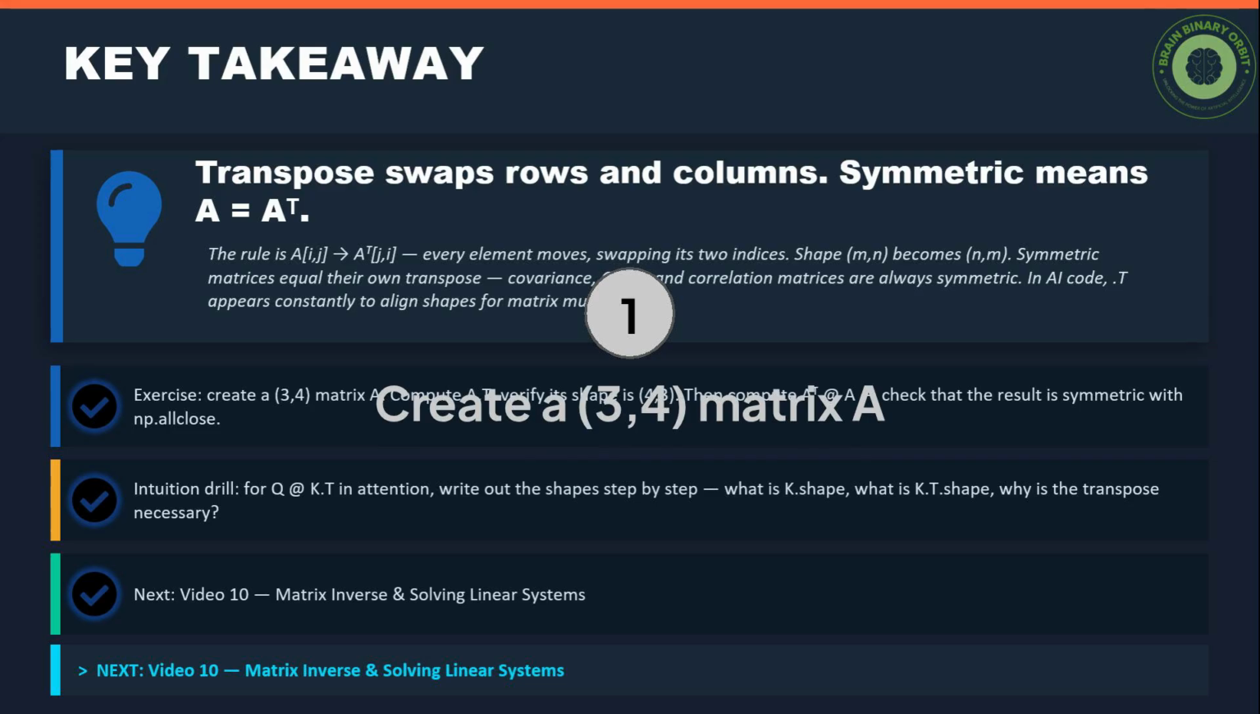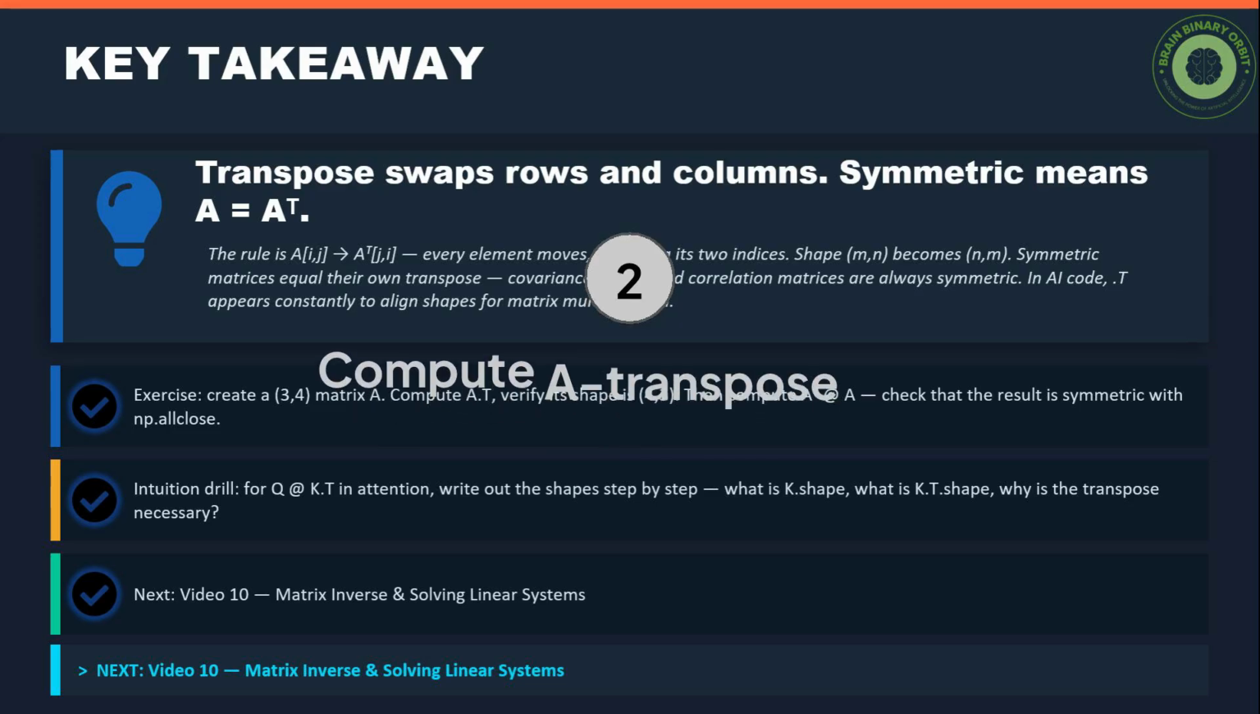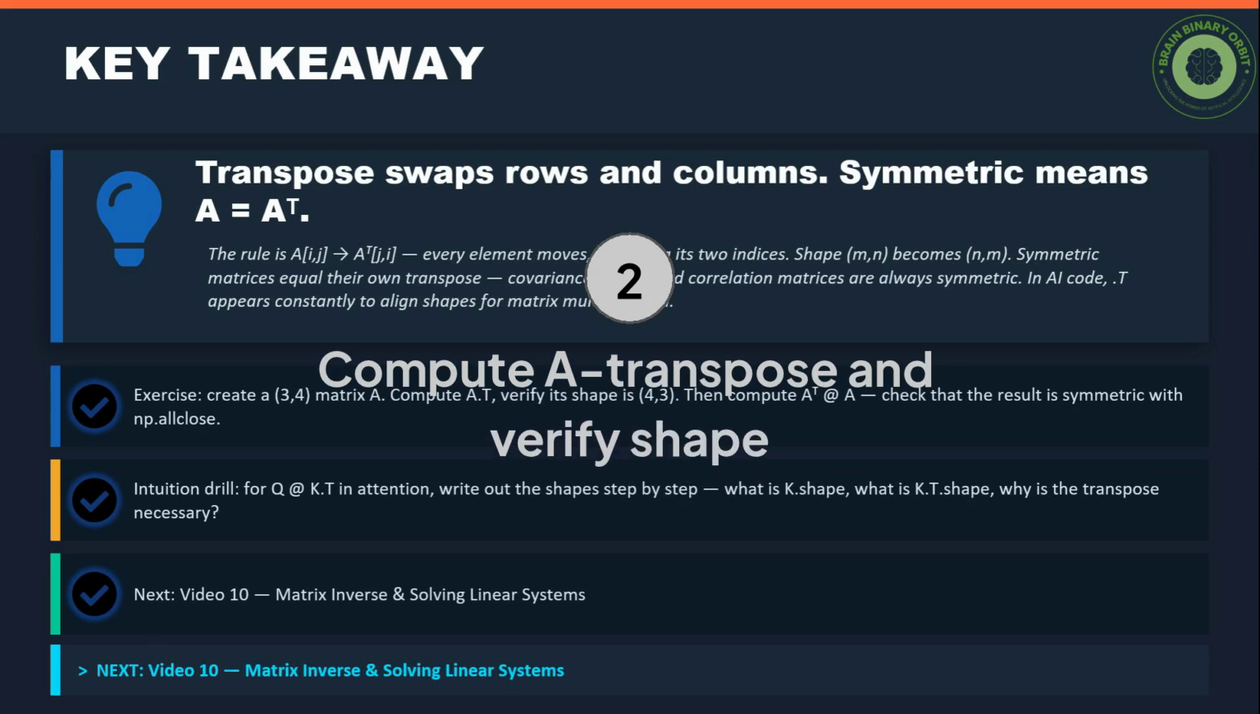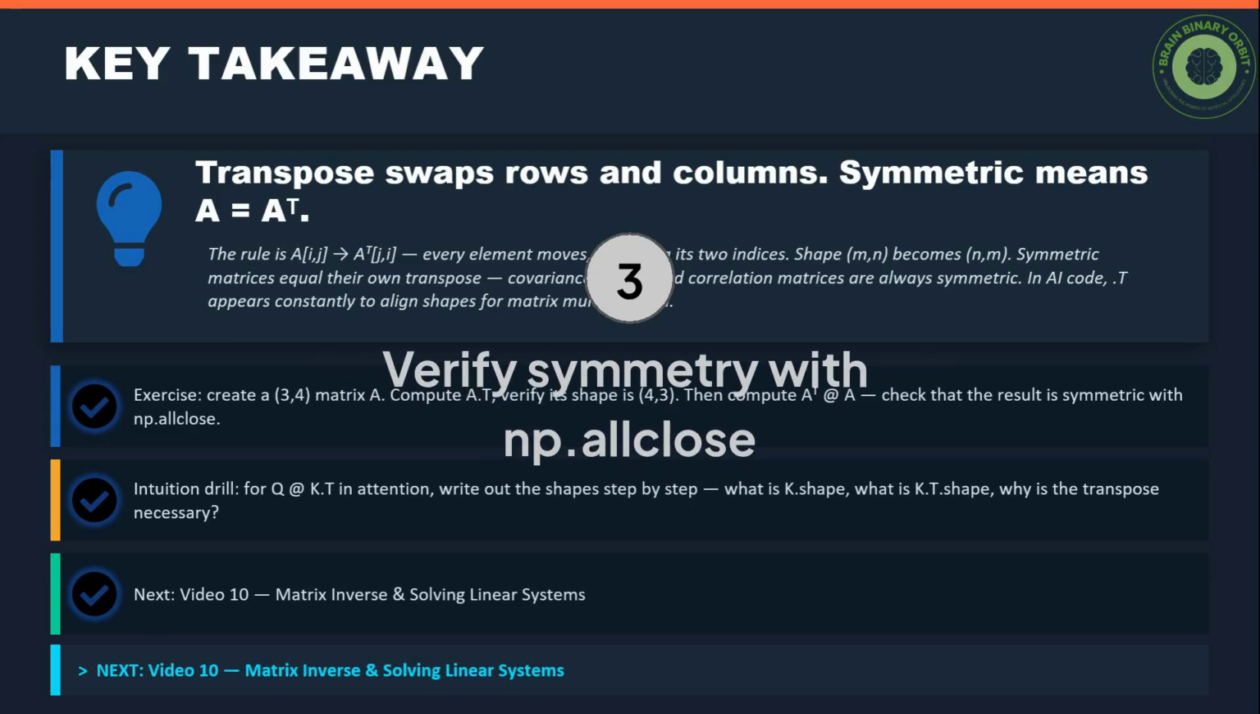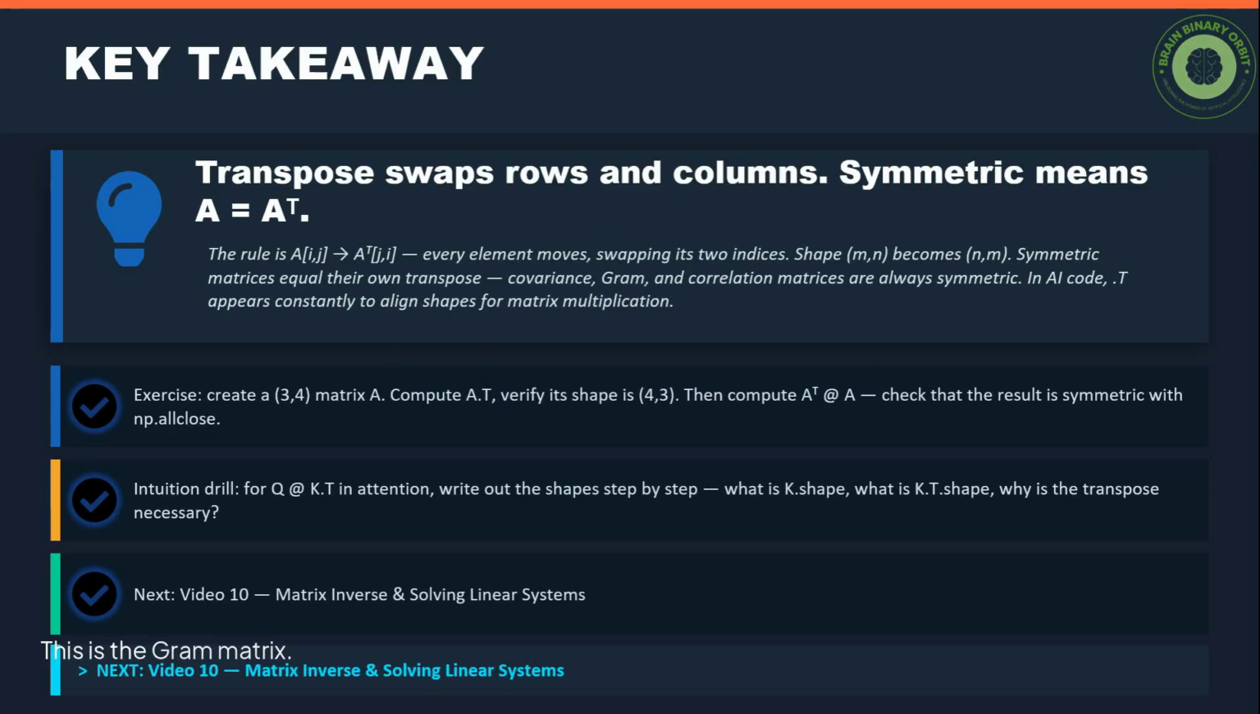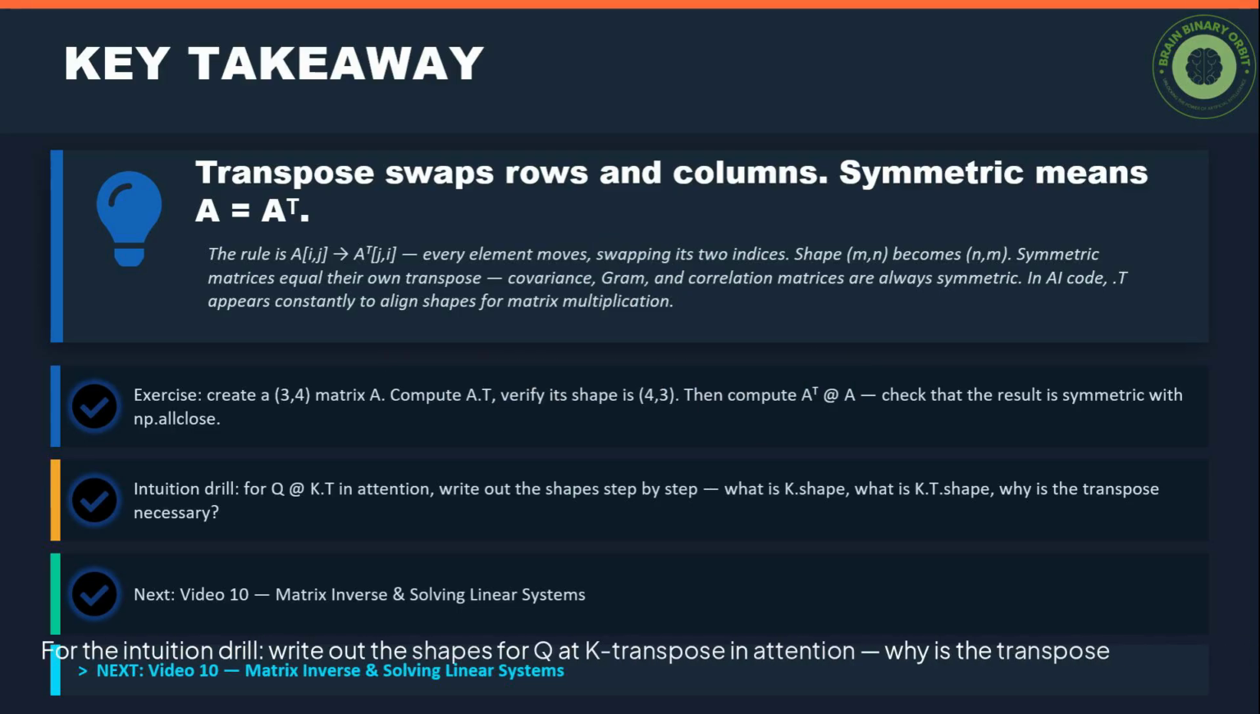Exercise: create a 3 by 4 matrix A. Compute A transpose, verify shape is 4 by 3. Then compute A transpose @ A, the result is always symmetric. Verify with np.allclose. This is the Gram matrix. For the intuition drill, write out the shapes for Q @ K transpose in attention. Why is the transpose necessary? Answer that and you understand the operation deeply.